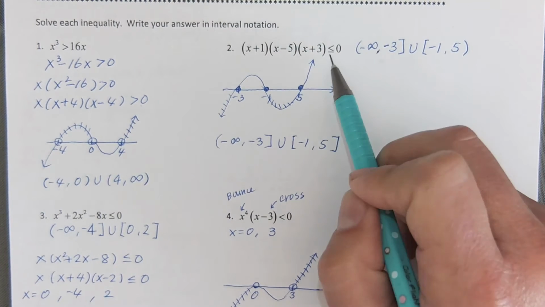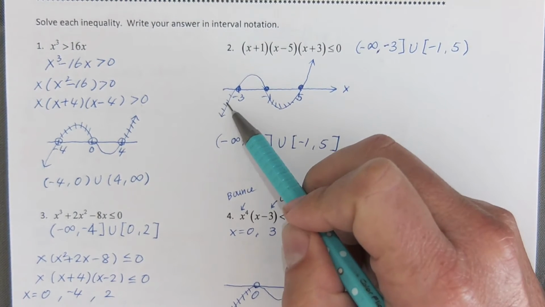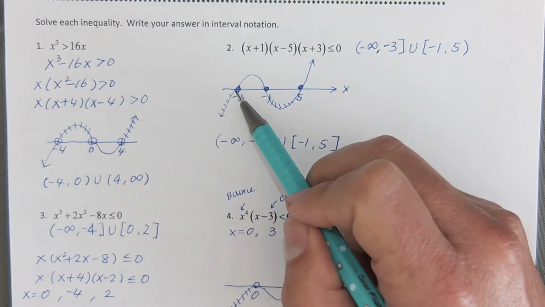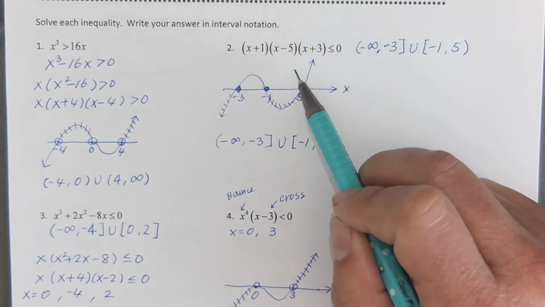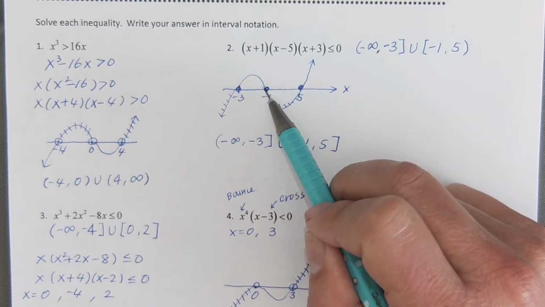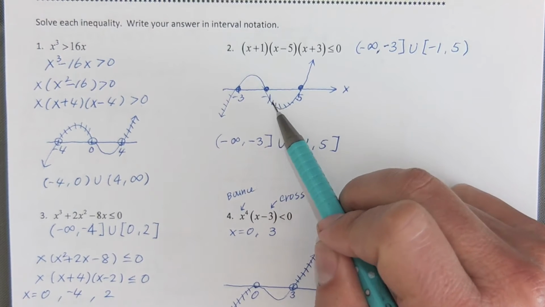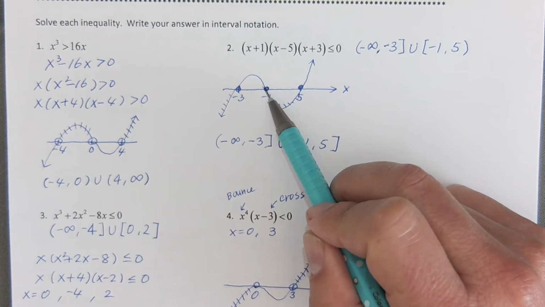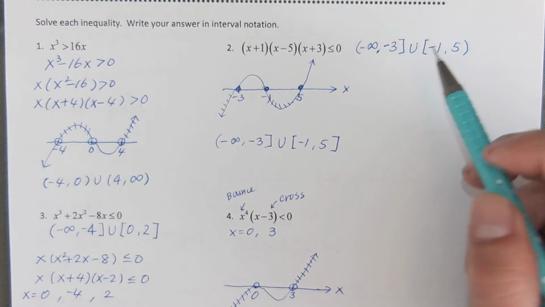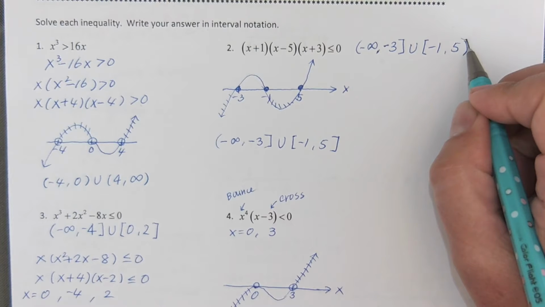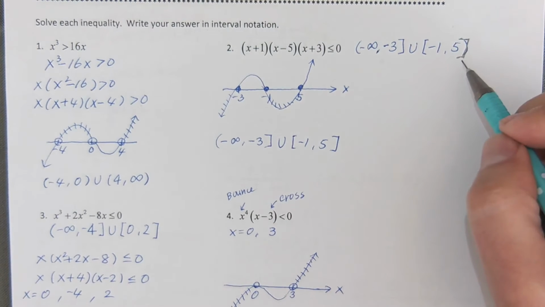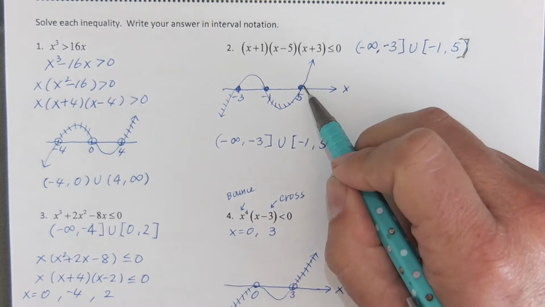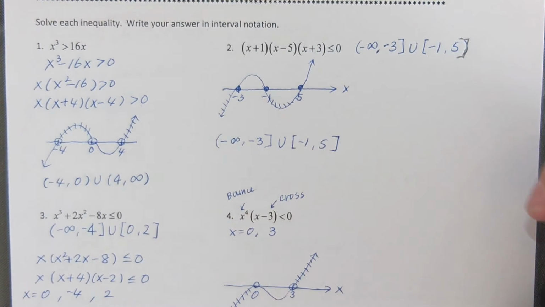Now the point is we want to know when it's negative. So that's down here. That's -infinity to -3. Here we have a bracket because it's equal to. So -3 is okay here. It then goes positive, which we're not interested in for this one. Then it's negative again. So from -1 to 5, including -1 and 5, this should be a bracket, not a parenthesis. We're below the x-axis.